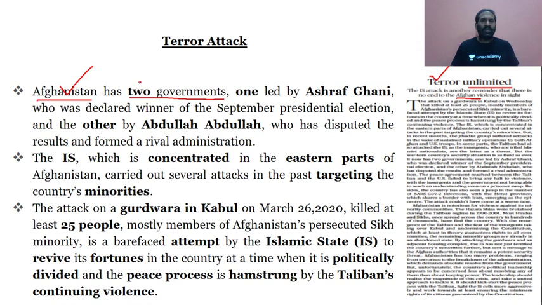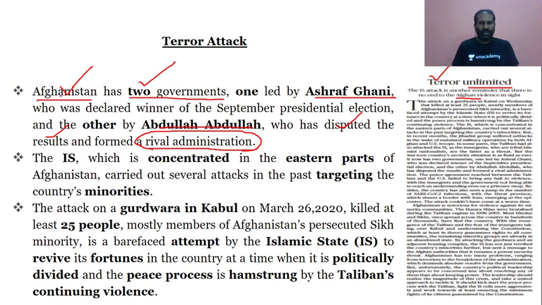Yes, Afghanistan is running under two governments, one led by Ashraf Ghani and the other by Abdullah. Ashraf Ghani was officially declared the winner of the presidential elections held in September 2019, but Abdullah is disputing the result and has formed a rival administration. He is not accepting the result, so parallelly there are two governments running in Afghanistan, and this is the area of concern.